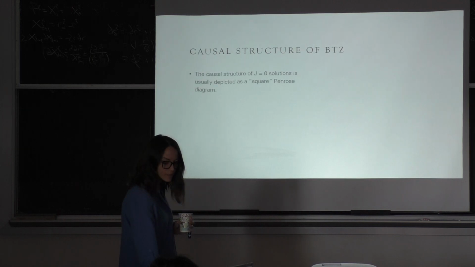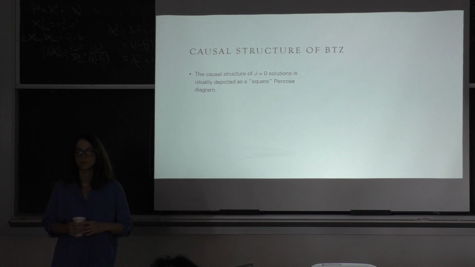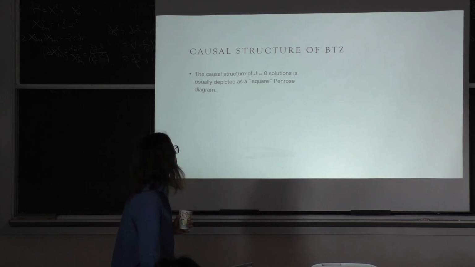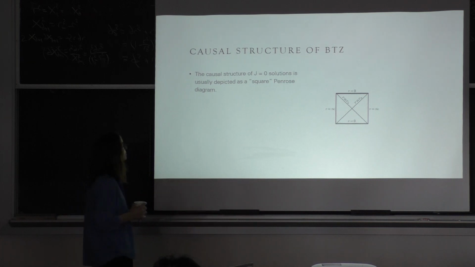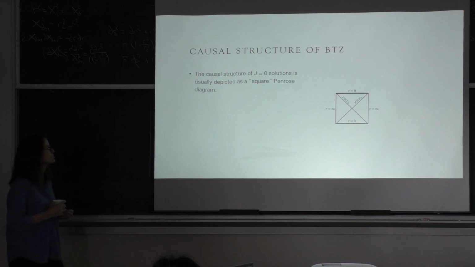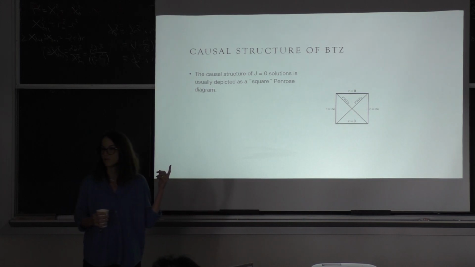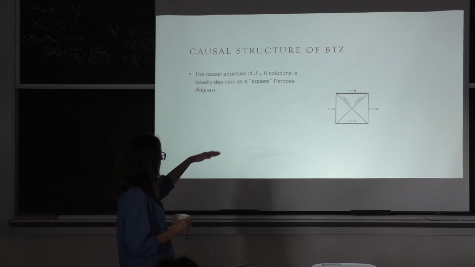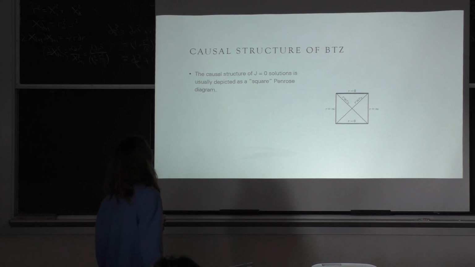Now, the one thing that I'm interested in here is, again, the singularity structure. This means that I'm going to be most interested in the causal structure. So what is the causal structure of this BTZ? Usually, the causal structure of the static BTZ black hole is depicted as a square Penrose diagram. Is this something that everybody has seen before? BTZ black holes? Okay. So these lines are the horizons, and r equals 0 is supposed to represent some sort of singularity.